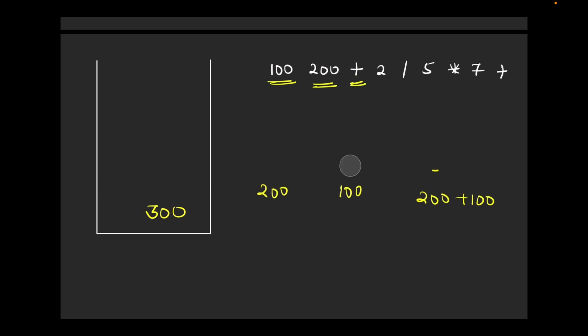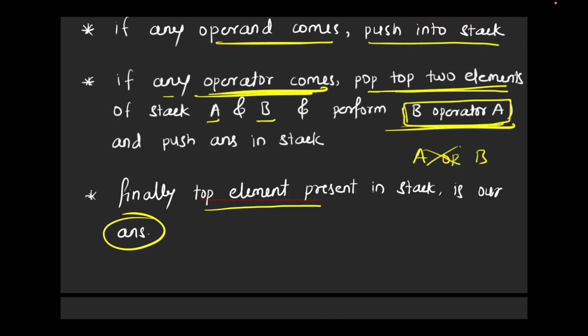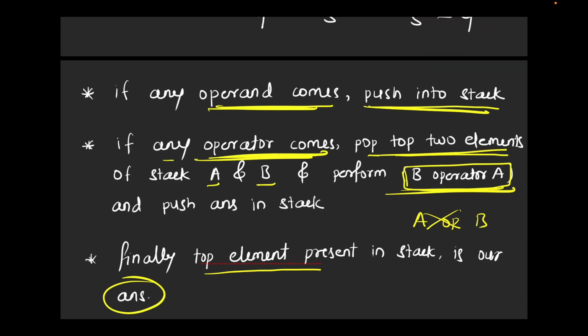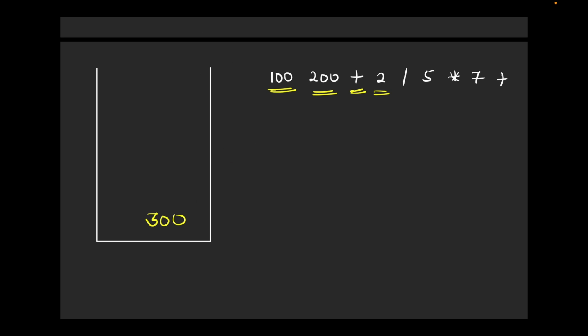So what is the value I got? 200 plus 100, which is nothing but 300, and simply push it in our stack. Okay, so we have performed this operator. Now again we came across the operand. What does the rule say? When an operand comes, push it into the stack. So simply let me push 2 into my stack.